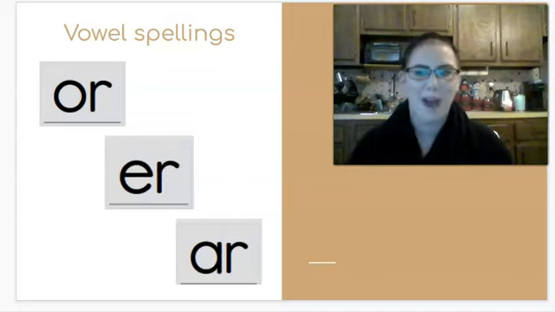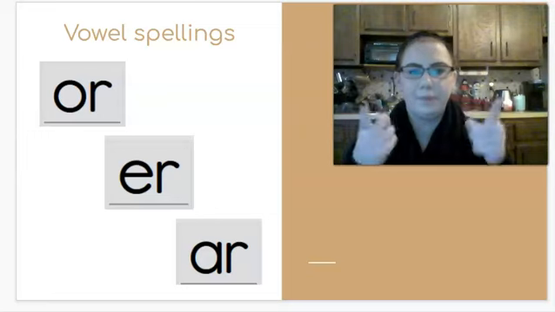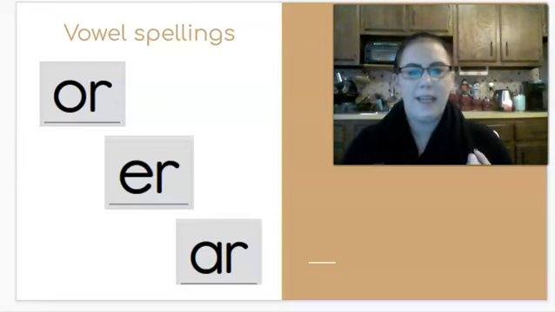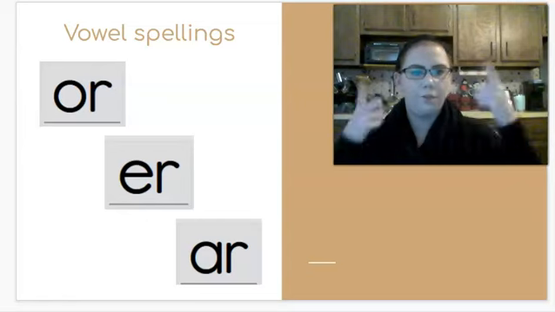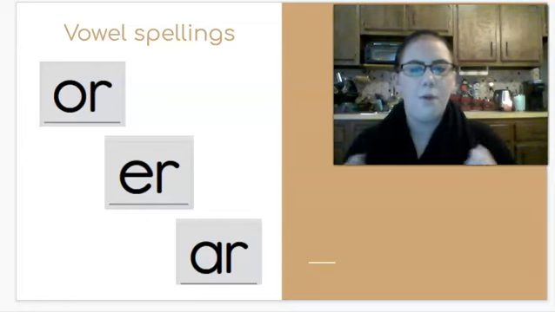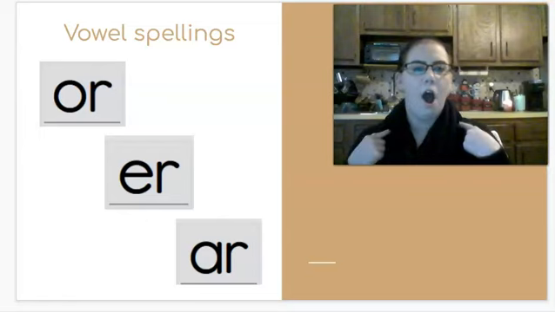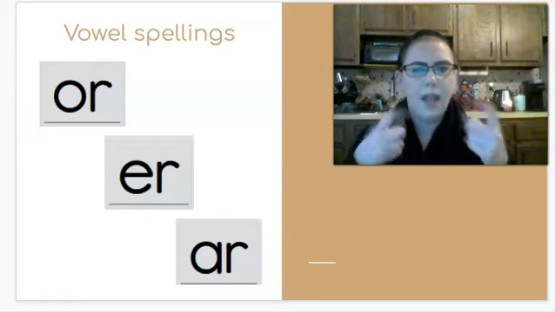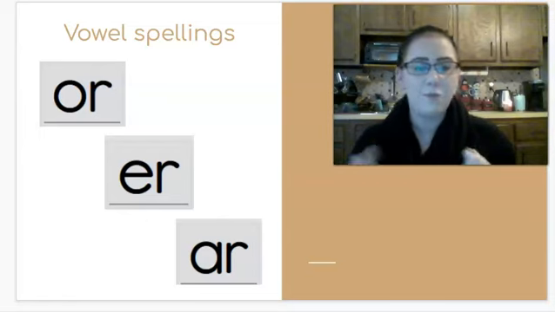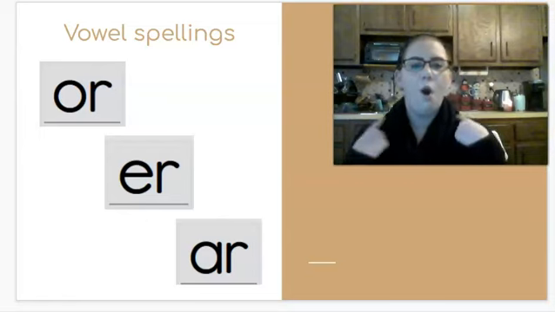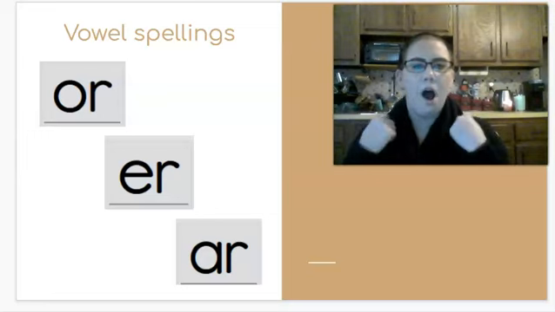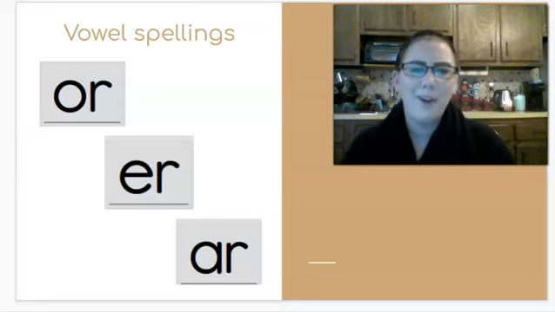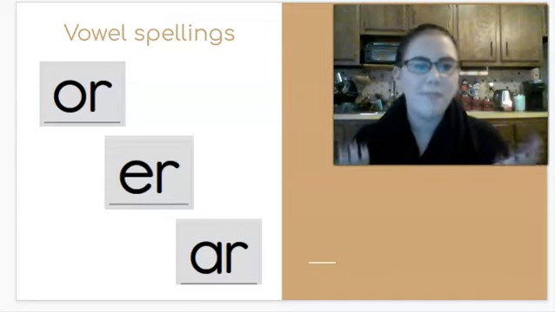Here are our controlled vowels. When you see OR, you hear or. When you see ER, you hear er. When you see AR, you hear ar. Let's try those one more time because those are kind of tricky. They sound very similar. Or, er, ar. Great job. Keep on practicing those sounds. Soon, you won't even have to think about it.